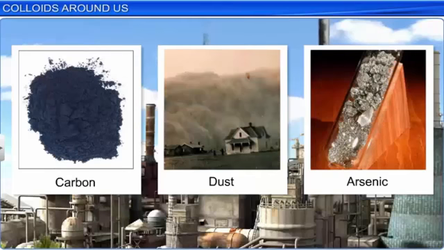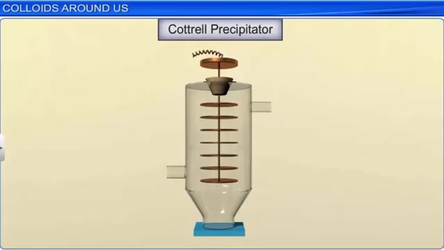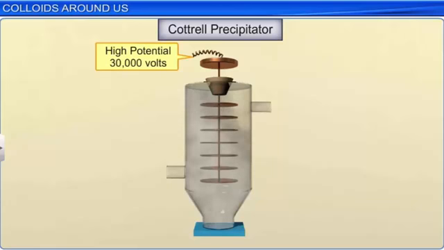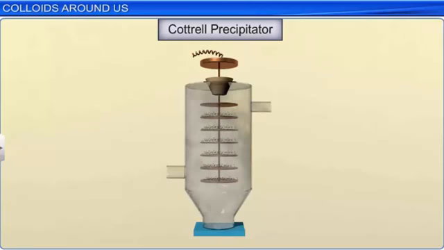The Cottrell precipitator precipitates smoke on the principle of electrophoresis. Smoke is allowed to pass through a chamber with a number of metal plates. These metal plates are attached to a metal wire connected to a source of high potential of about 30,000 volts. The charged particles of smoke get attracted by the oppositely charged electrodes or metal plates and fall to the bottom after getting discharged. The clean hot air passes out through the chimney, thereby reducing pollution.